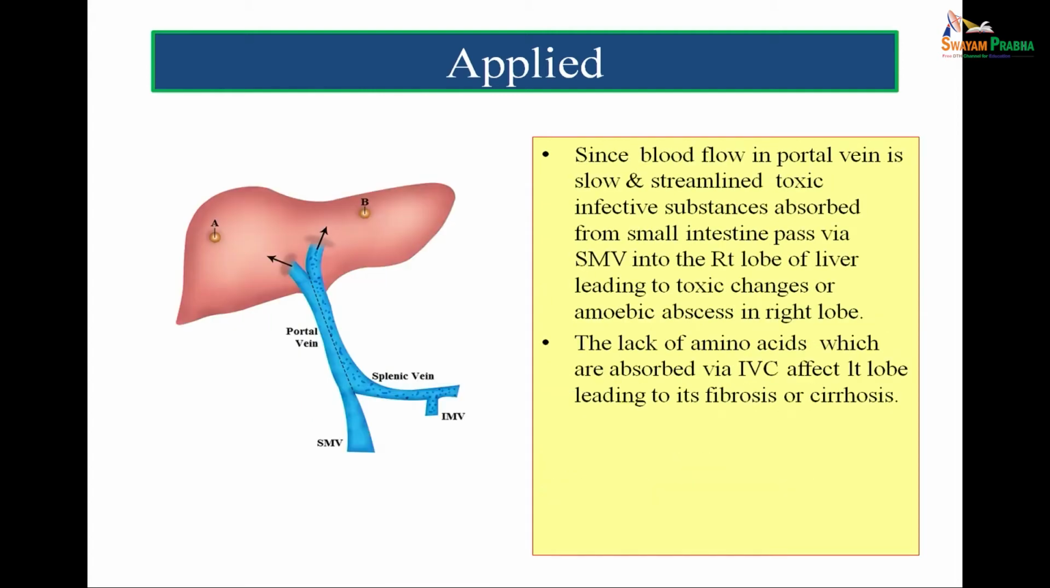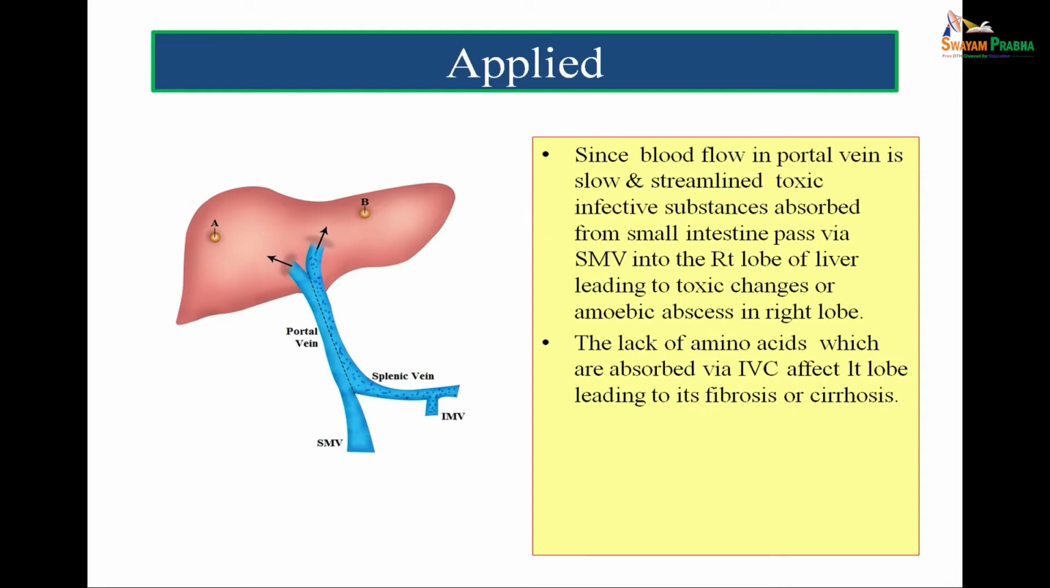As I mentioned before, the flow in the portal vein is streamlined. So, whatever ingested toxic substances are taken, they will pass from the superior mesenteric vein into the right lobe of the liver, and toxic changes will take place in the right lobe of the liver. This is also the reason why amoebic abscess is more common in the right lobe of the liver, because the infection is coming down from the superior mesenteric vein, and due to the streamlined flow it prefers the right lobe of the liver. On the other hand, amino acids, they are absorbed earlier.